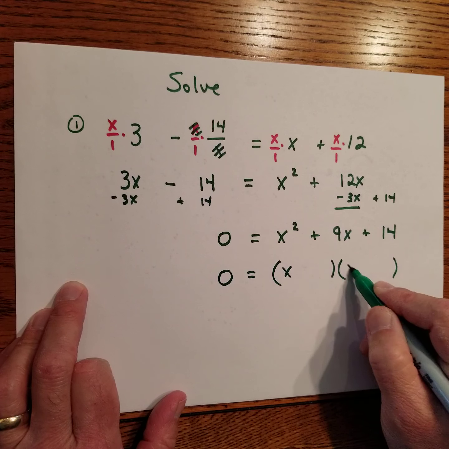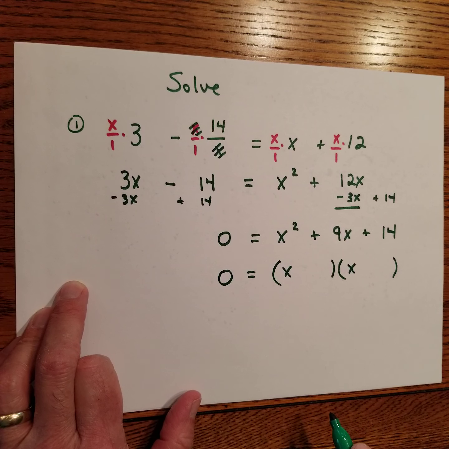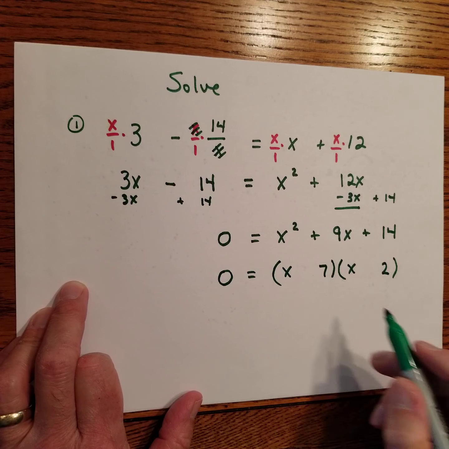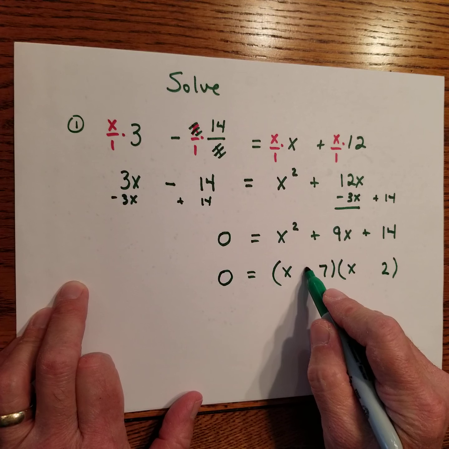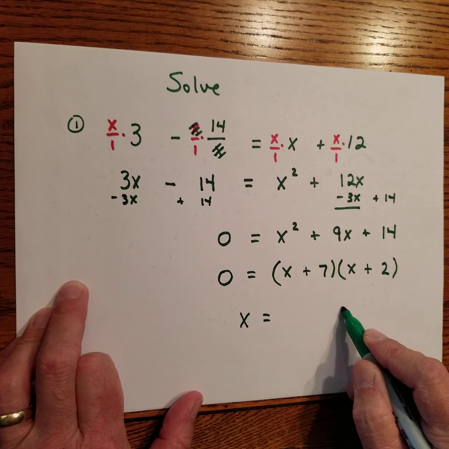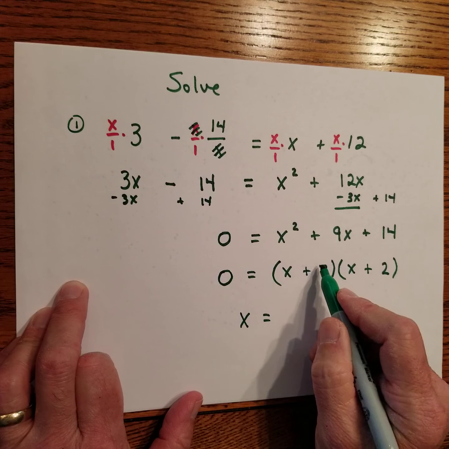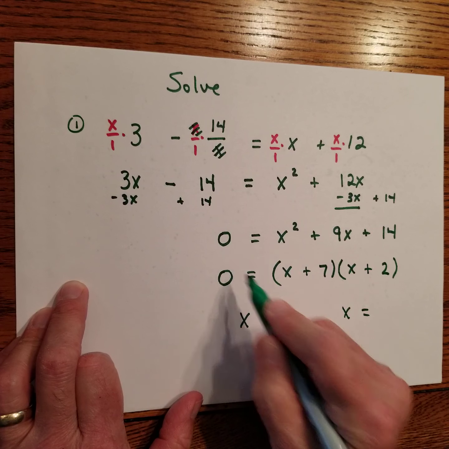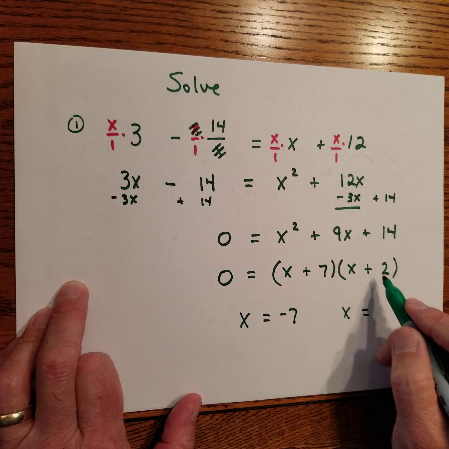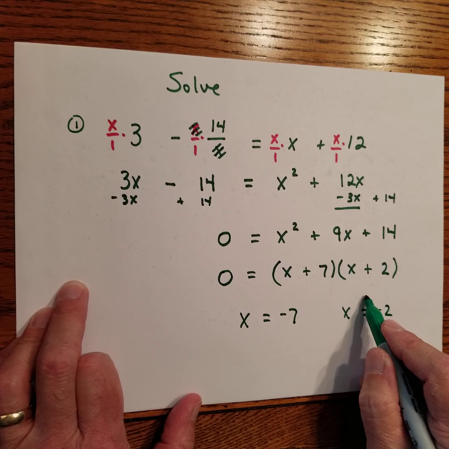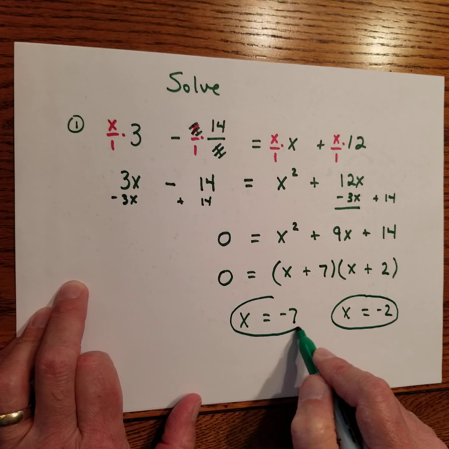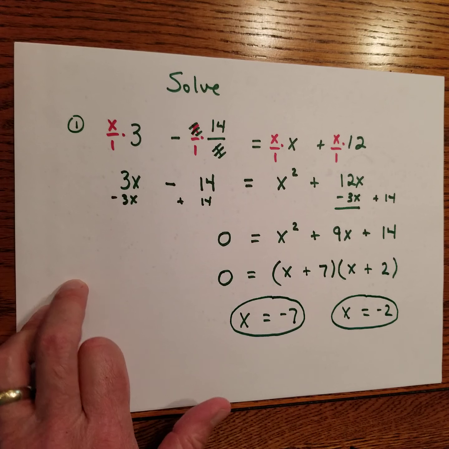Can you find two numbers that multiply to 14? 14 is 7 times 2. And if I make them both positive, they'll add up to that positive 9. Now what makes this 0 is negative 7. When I move positive 2 over, what makes this 0 is negative 2. Beautiful.